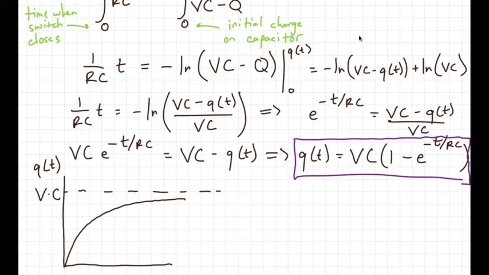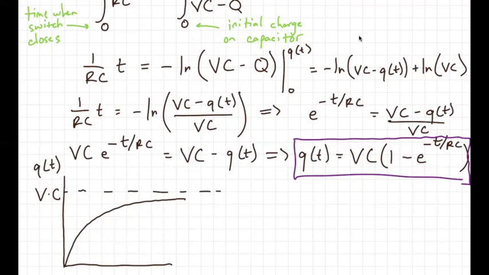Because when time gets big, current stops flowing. That means there's no voltage drop across the resistor, and the entire voltage drop of the battery is across the capacitor. So we get the charge we would get if there was no resistor in the system and it's just the capacitor. That's the long time scale behavior of the system. Okay, so that's cool. So this is what a charging capacitor looks like.